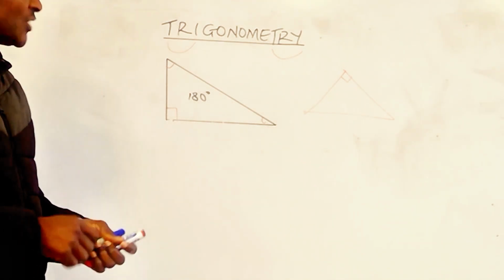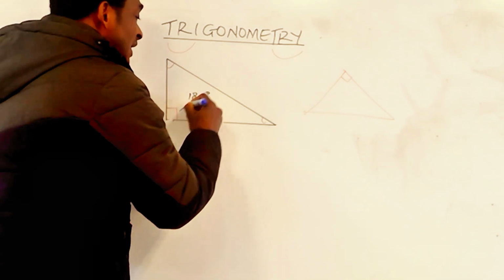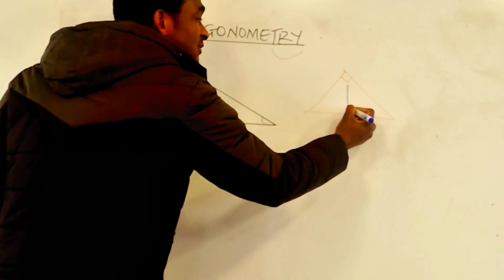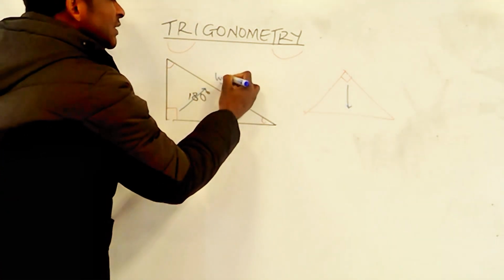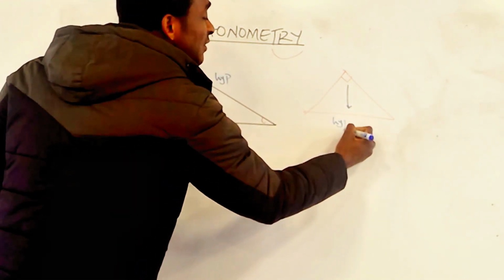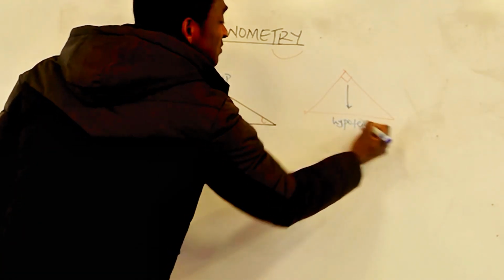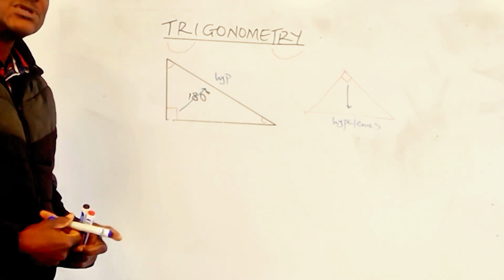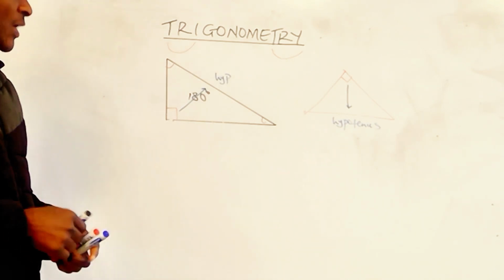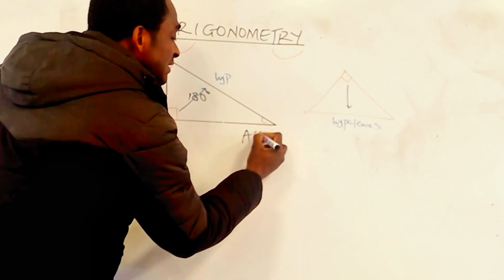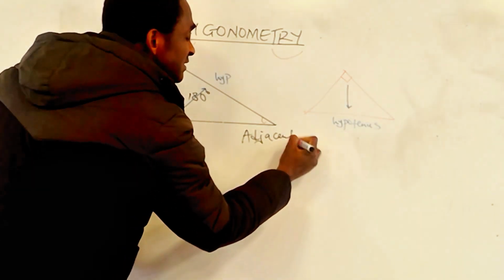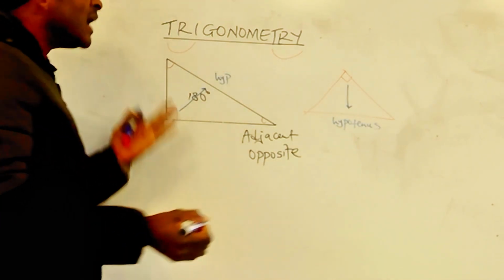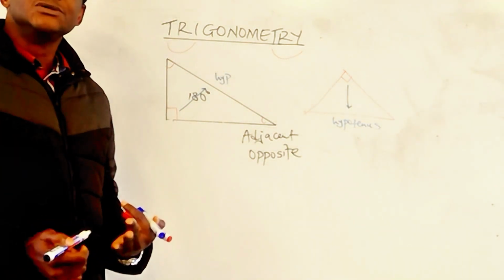In a right angled triangle, the side facing the 90-degree angle is always called the hypotenuse. Then we also have the other 2 sides that make up a right angle triangle. We have what we call the adjacent, and then we have the opposite. These 2 can swap around depending on the angle you are working in.